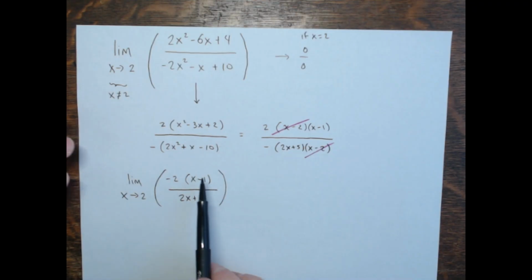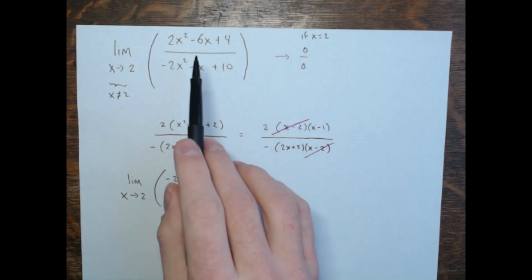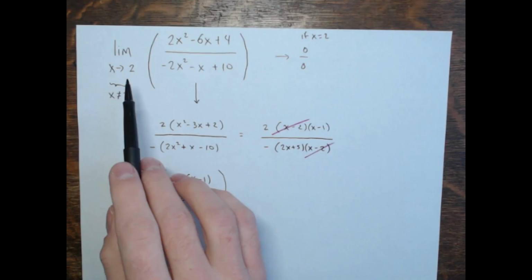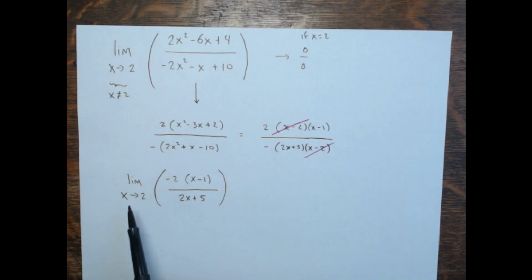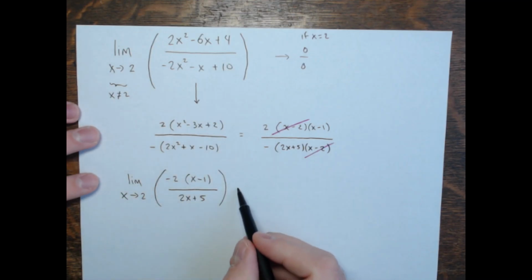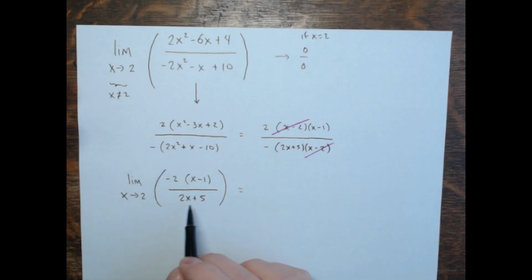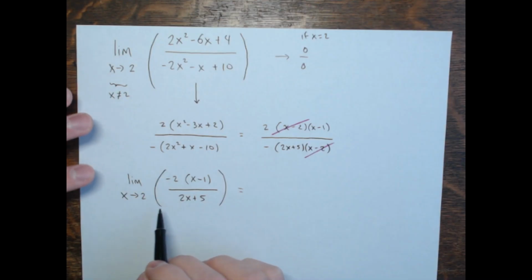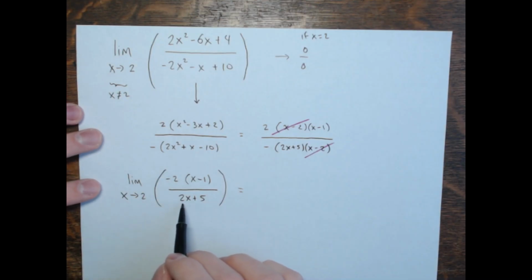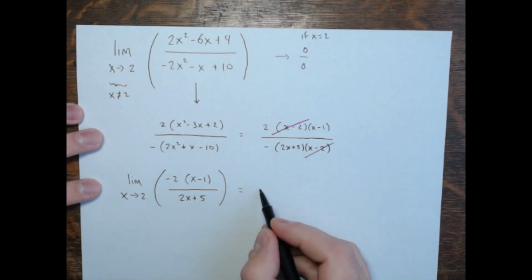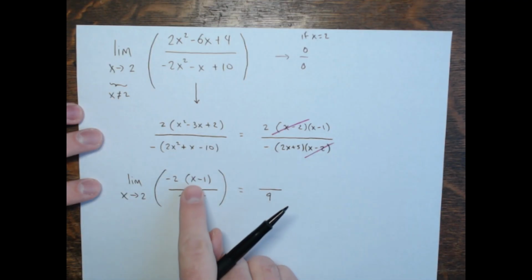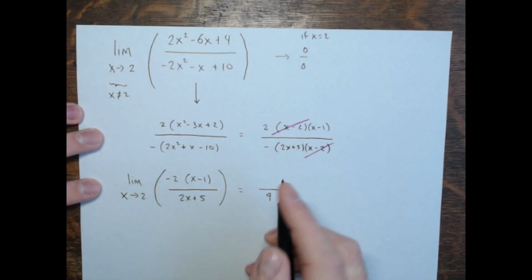So once again, this expression has the same value as this one, except at 2. But we're not at 2, right? We're approaching 2, so this will have the same limit that this does. But this one, I can apply the limit laws because the denominator is not going to 0 anymore. When x approaches 2, the denominator is going to 2 times 2 plus 5, so 9, and the numerator is going to negative 2.